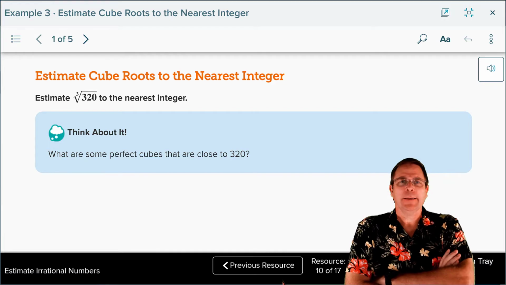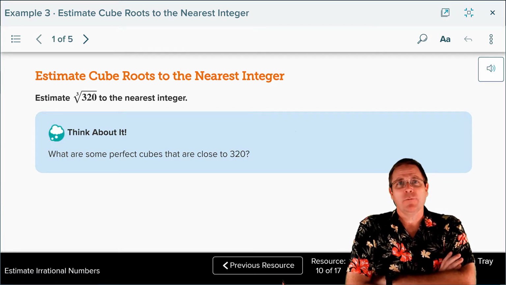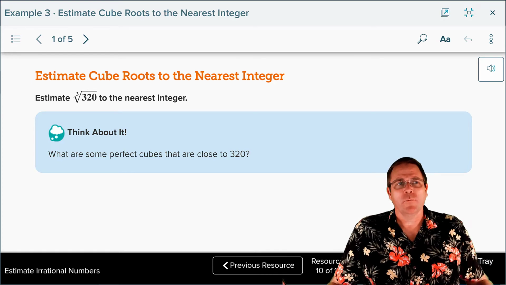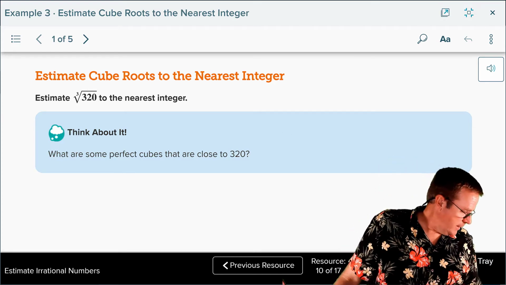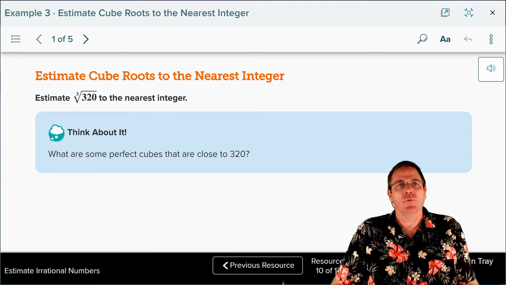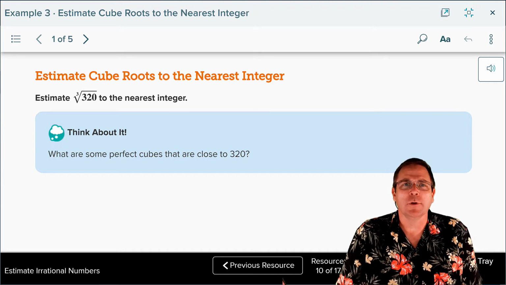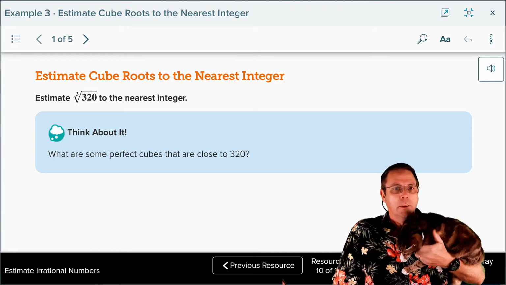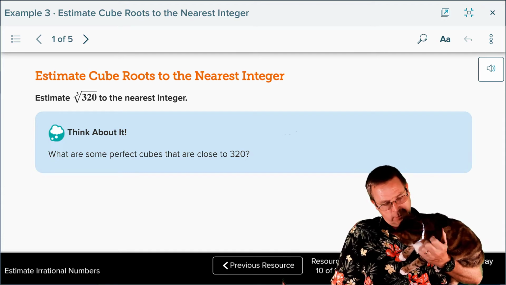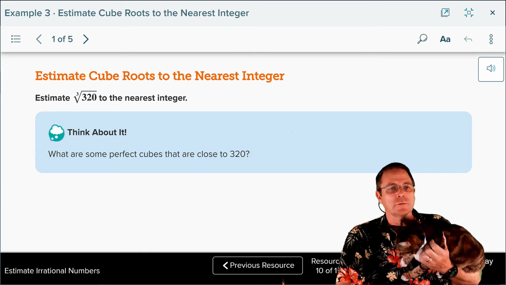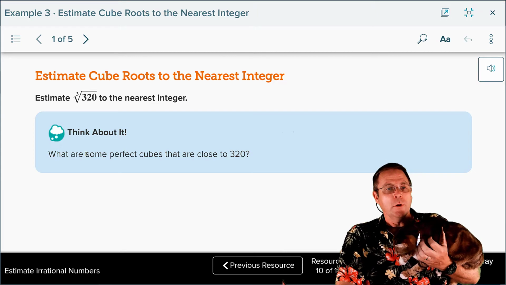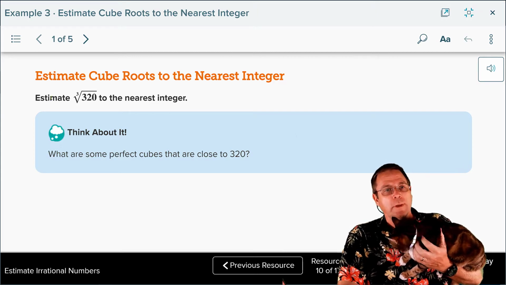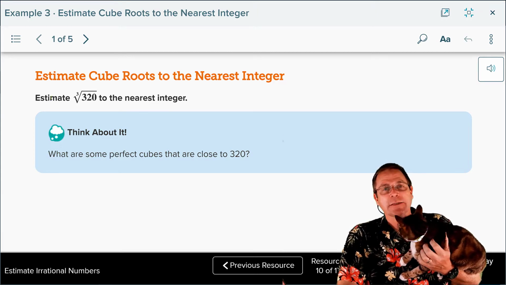And we are back again for Module 5, Lesson 3, Estimate Irrational Numbers. We're picking up where we left off with a screaming cat, and Example 3, Estimate cube roots to the nearest integer. And here's the screaming demon herself, Tilly. She just loves to scream. So, we want to know what is going to be an estimate of the cube root of 320.